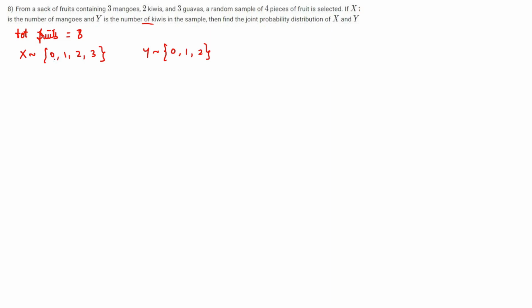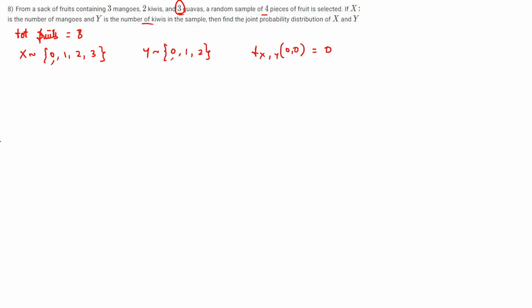Let's see, can we get 0 comma 0? It means that in the final selection of 4 pieces we should not have any mangoes or any kiwis. Is it possible? No, because we have only 3 other fruits left. The total number of fruits that we are picking is 4, so we'll get either a mango or a kiwi. Both 0 is not possible. That is nothing but f(x,y) at 0 comma 0 is 0.